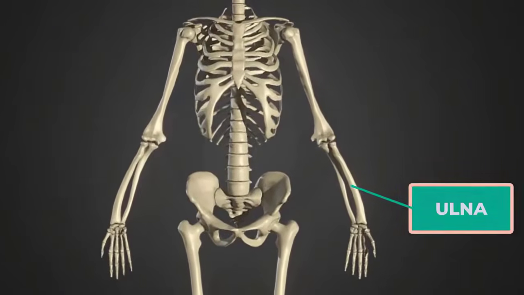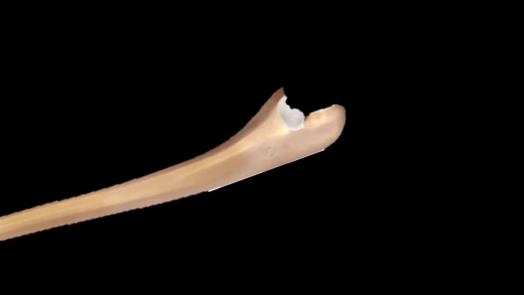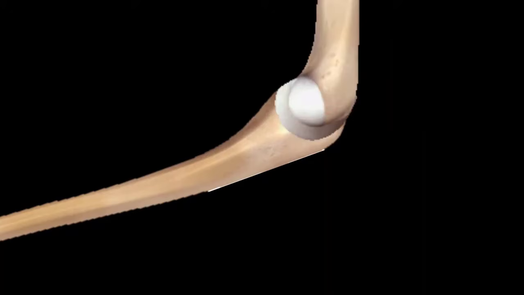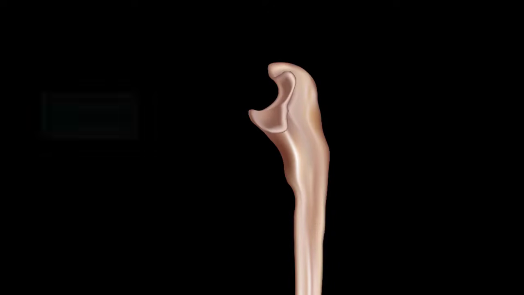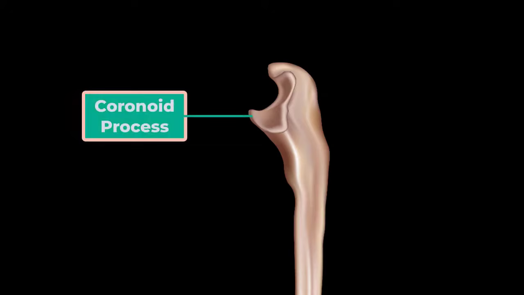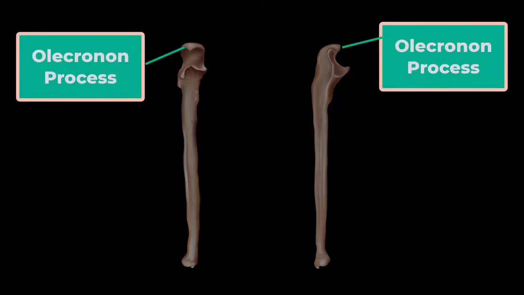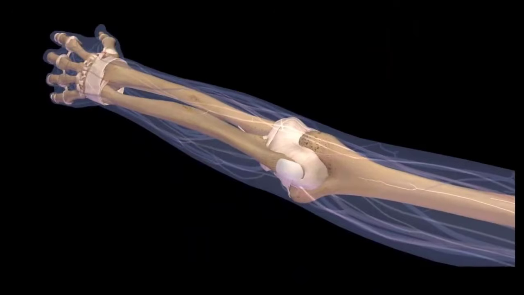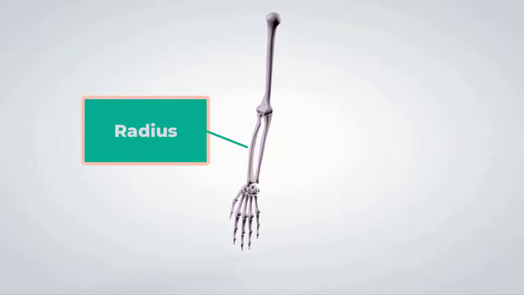The ulna is the medial bone of the forearm. The proximal end of the ulna resembles a crescent shape with the C-shaped trochlear notch. This region articulates with the trochlea of the humerus as part of the elbow joint. The inferior margin of the trochlear notch is formed by a prominent lip of bone called the coronoid process of the ulna. The posterior and superior portions of the proximal ulna make up the olecranon process, which forms the bony tip of the elbow.